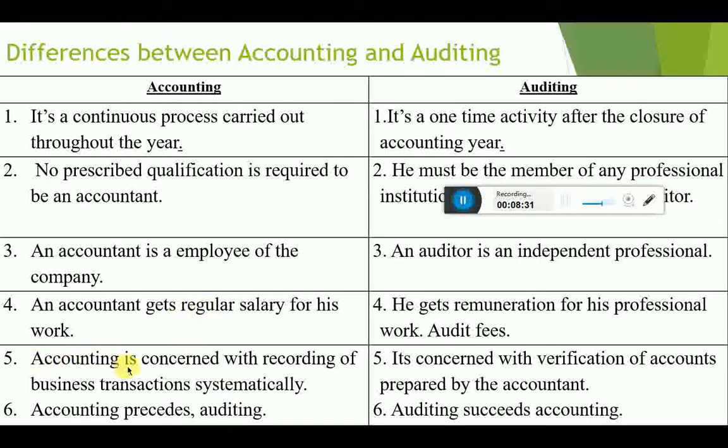Number 5, accounting is concerned with the recording of business transactions systematically, but auditing is concerned with the verification of that information, which is prepared by the accountant. Number 6 is accounting precedes auditing, meaning first there is accounting, then there is auditing, right? And accounting succeeds auditing, which means that auditing is after the accounting. And here it means that accounting is before the auditing, and here it means that auditing is after the accounting.